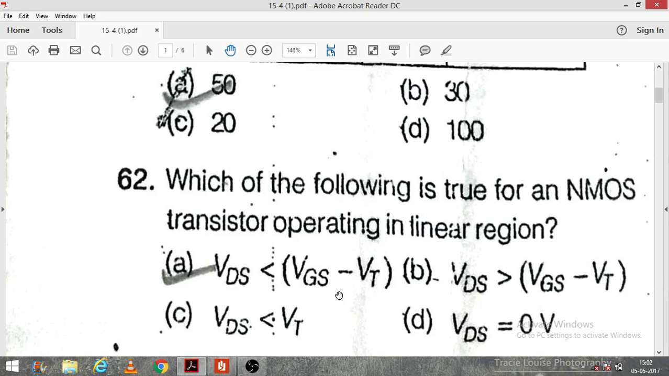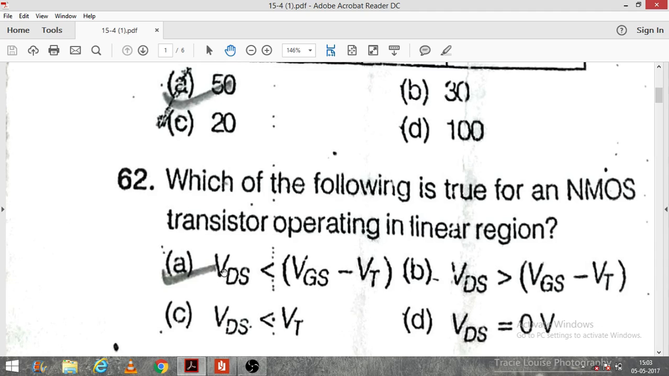Now going through question number 62, in which it is given that an NMOS transistor is operating in the linear region, and we have to find that out. So friends, this is basically simply a concept. If you go through the equations of MOSFET, NMOS or PMOS, then you can easily detect all these things.